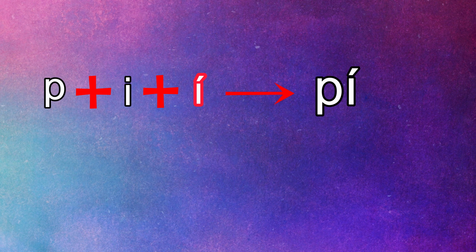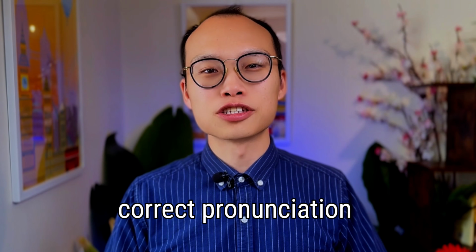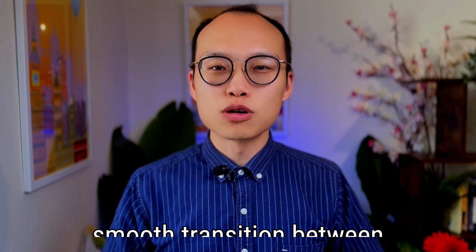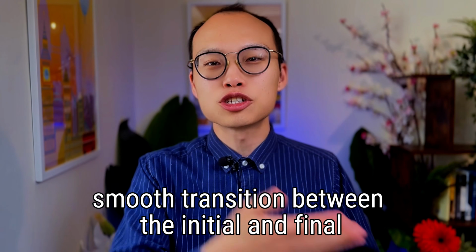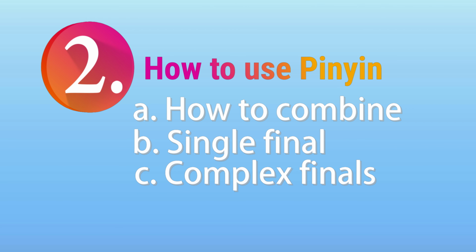Let's practice pronouncing more single finals with various initials. For instance, try combining p with e with the second tone to form pe, or m with u with the third tone to create mu. Pay attention to the correct pronunciation of each sound and ensure a smooth transition between the initial and finals. Next, let's have a look at the compound or complex finals.